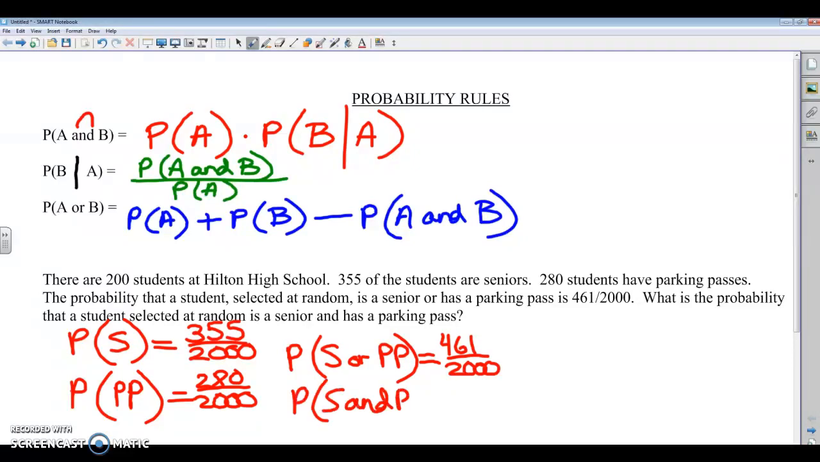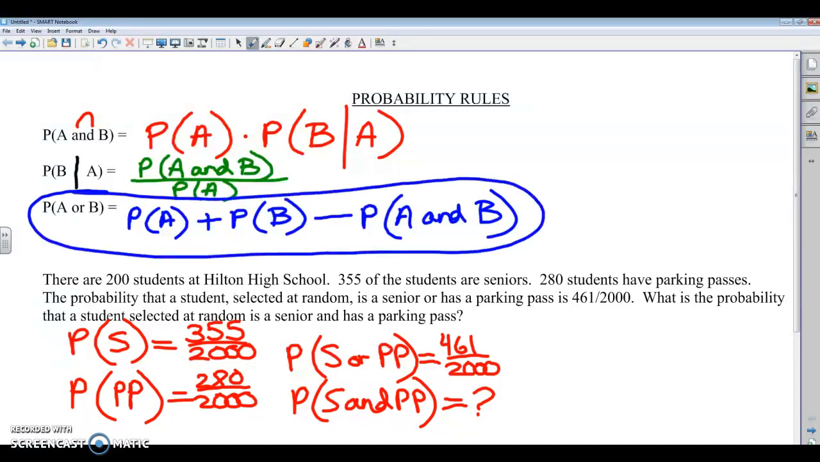So once we put those sentences into equations, it makes it a lot easier to match up what we're doing, what one of these rules we're using. And in this case, it's clearly this one, because we know the probability of A, which is senior. Probability of event B is the parking pass. We know the OR, but we don't know the AND. So I'll just plug in what we know into the formula. Senior or parking pass is 461 out of 2,000.